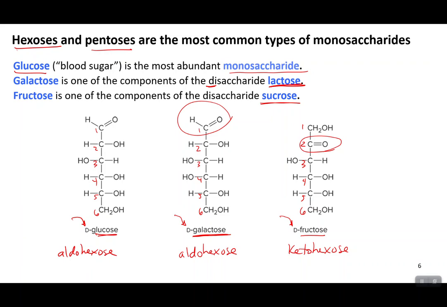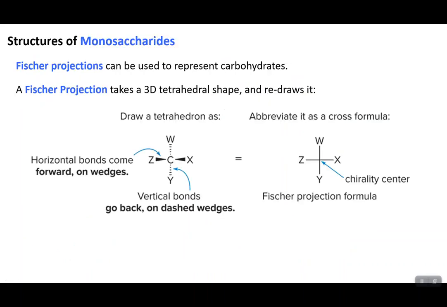But in order to be able to understand what this D means, we first need to be able to look at the structure of these monosaccharides. And in order to do that, we are going to use Fischer projections. The Fischer projections are just a way to represent these carbohydrates. And what they do is they take a 3D tetrahedral shape, because again, recall that your carbons are going to have 4 bonds to it in a tetrahedral shape. And then it redraws it as a cross formula, as shown here.